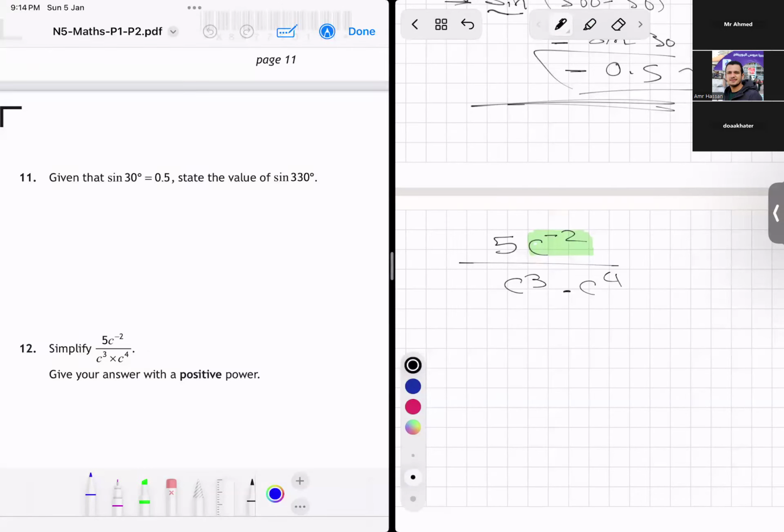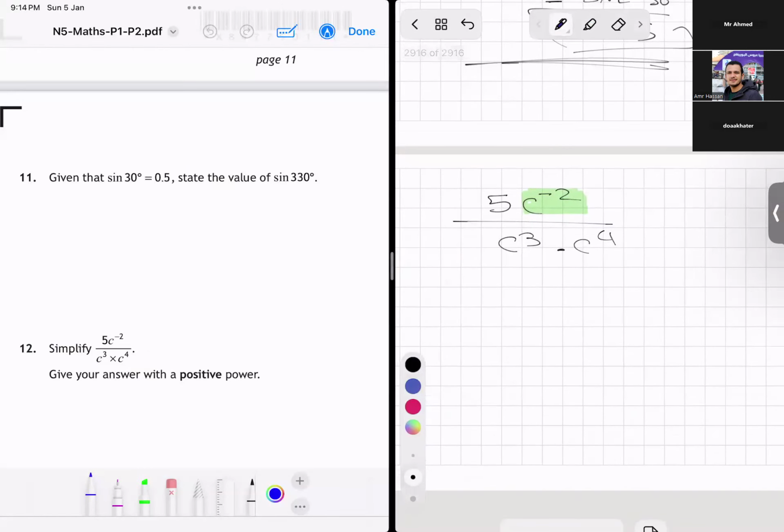So I need to keep 5. I don't have to push it down, so it's going to be 5 there. And here it's c to the power of negative 2, right? But let me show you. This one's going to be c to the power of 2, right? Multiplied by c to the power of 3 multiplied by c to the power of 4, right?